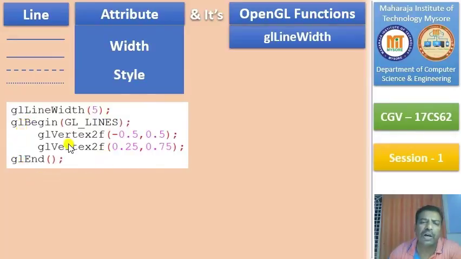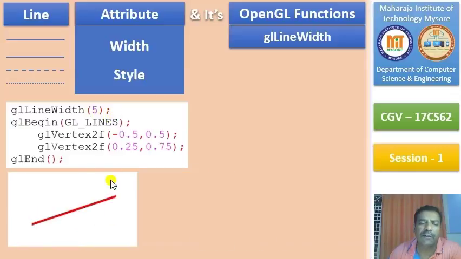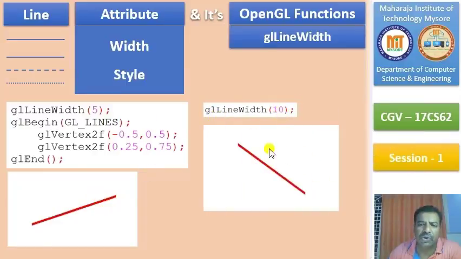So now we have the glLineWidth API. I'm just passing the value 5, and the line I draw now will have a line width of 5, something like this. And if I change the width, glLineWidth 10, the line width is increased to 10. If you observe, in both cases we use the horizontal pixel spans. Now this is all about your line and the width attribute.